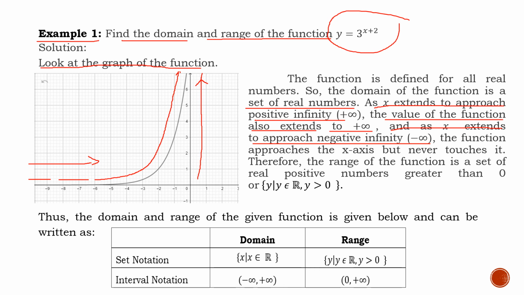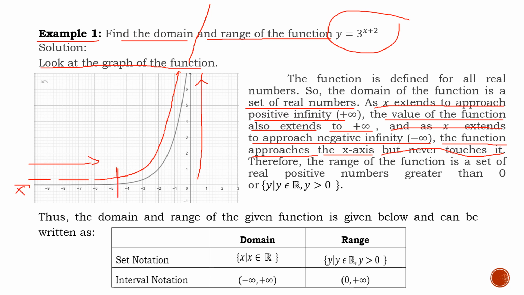So meaning to say there is an extension here. If we extend this graph, it will pass through your y-axis. I mean to say that there is a point of intersection between your graph and your y-axis. So that's why your x-axis now will serve as your asymptote. That's why the function approaches the x-axis but never touches it, because there is no point of intersection between your x-axis and your graph here.